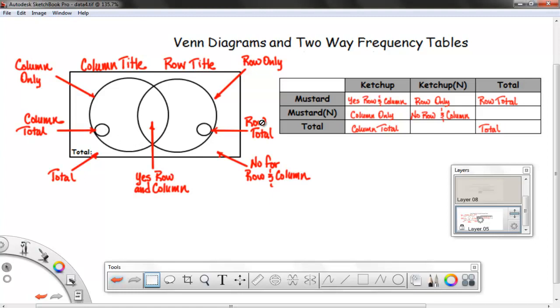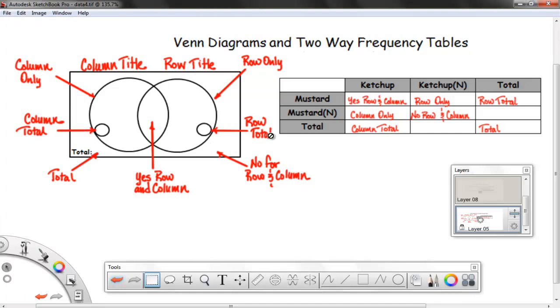Whatever that number is, and we'll do an example problem, that number is going to go in that small circle. The same holds true with the row total. Sorry, it's the row total. So the row total, whatever number they give you for the total of people, so to speak, that like mustard, will go there. We also talked quite a bit about the yes, where you have a yes for the row and a yes for the column. So make sure that yes for the row and column goes here in the middle.